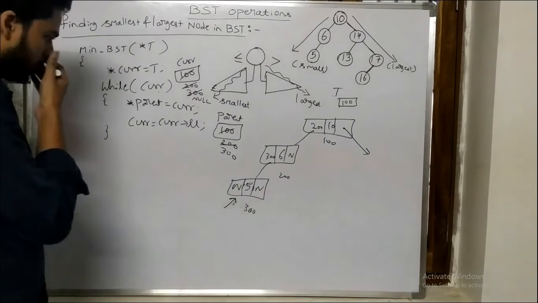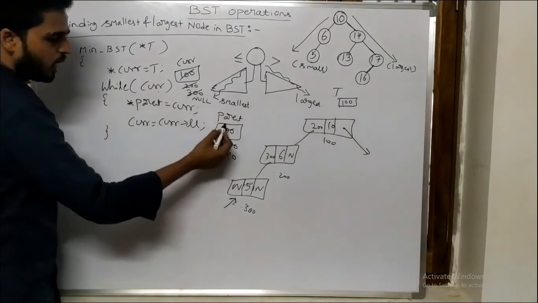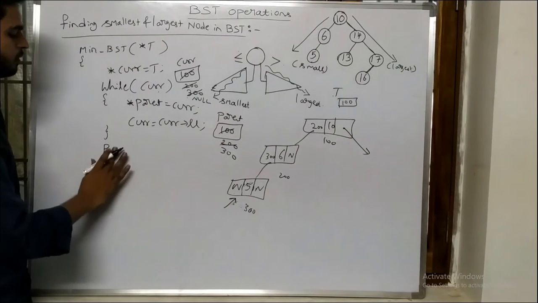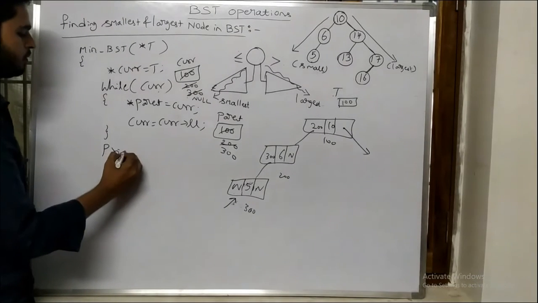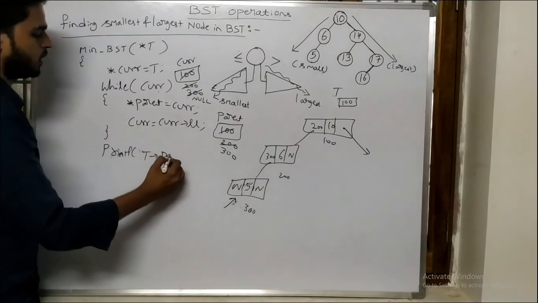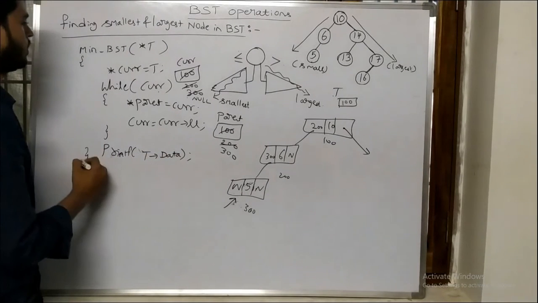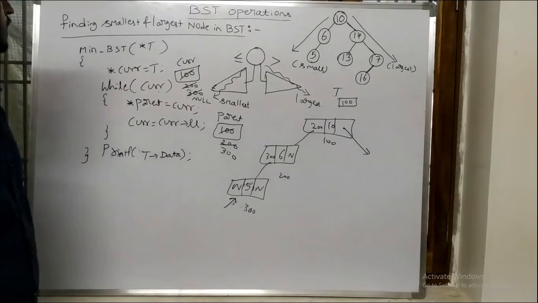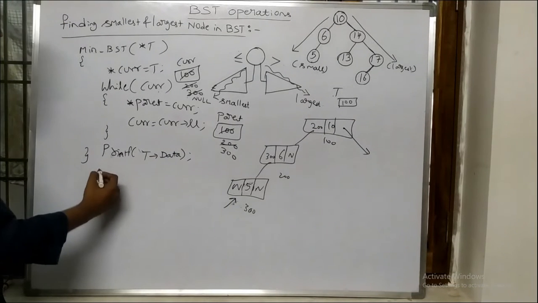Okay. So when I reach this one, you all know this particular address. That particular address you can print, right? The data. That is printf. What am I going to write? t's data. So this is the logic to find the minimum value in the binary search tree. What about the simple logic for finding the maximum value in a binary search tree?